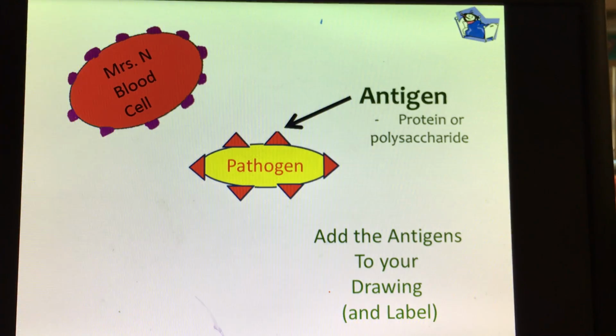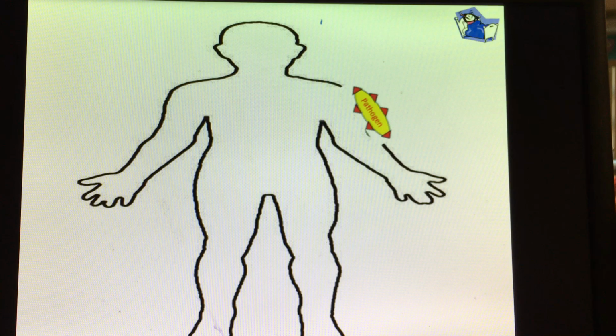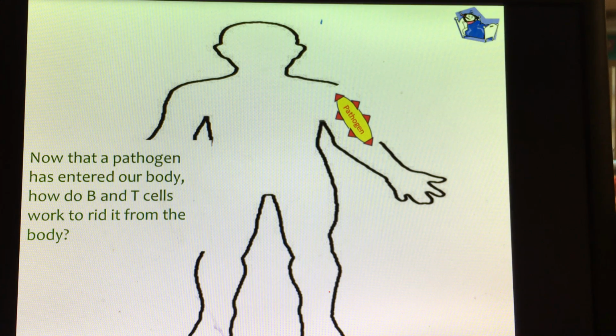Now you also notice that I have these little red triangles labeled as antigens. Antigens are really technically antibody generators, but they are either proteins or polysaccharides and are unique on each type of pathogen. So when I get a pathogen inside of my body, my immune system is going to hopefully recognize those red triangles, those antigens, as being different from the rest of my cells. And this will stimulate an immune response to try and defeat it.